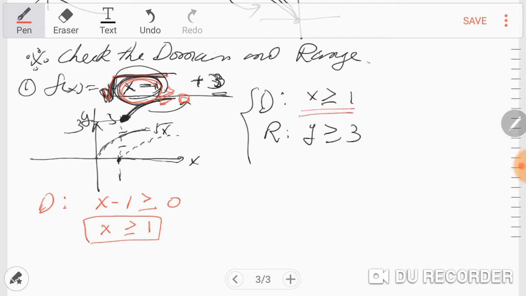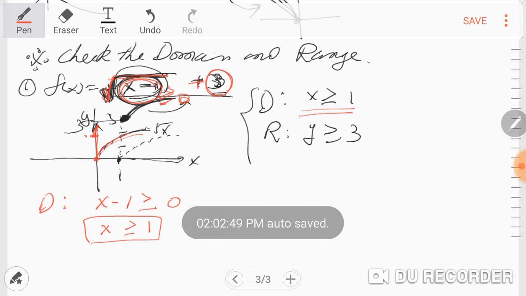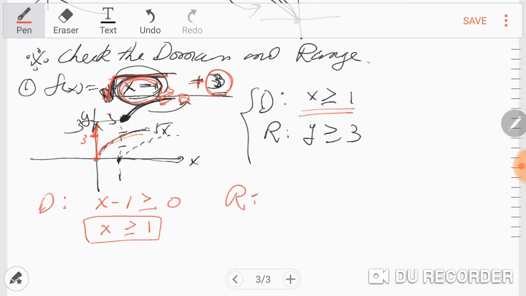See, we have the same domain. How about the range? The range of the square root of x is greater than or equal to 0. Since we are adding 3 to the graph, the minimum value is 3. So usually y has to be greater than or equal to 0, but since we added 3, y has to be greater than or equal to 3. That is the range. So we can find the domain and the range by graphing the function or by checking the restrictions on the x domain and the range.